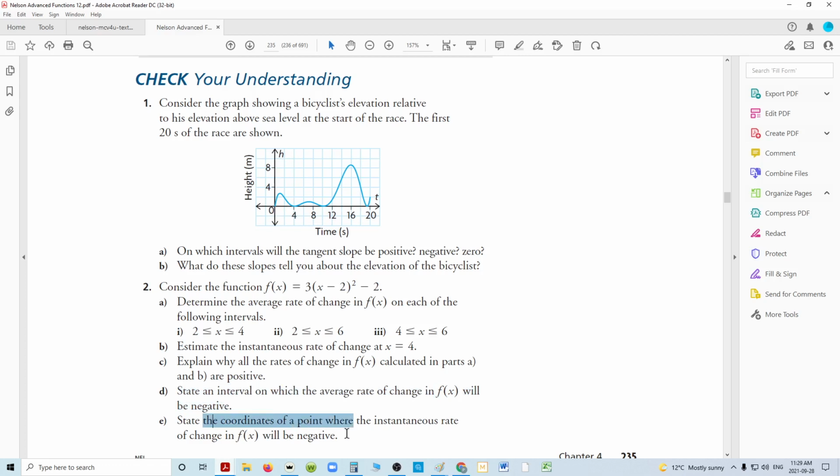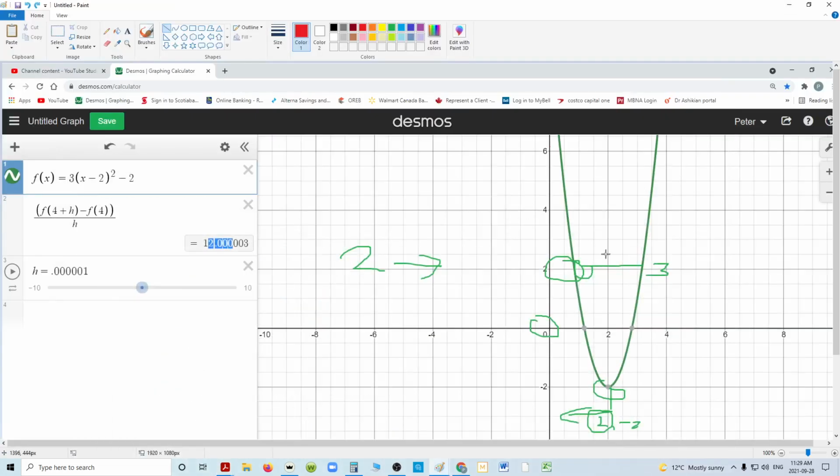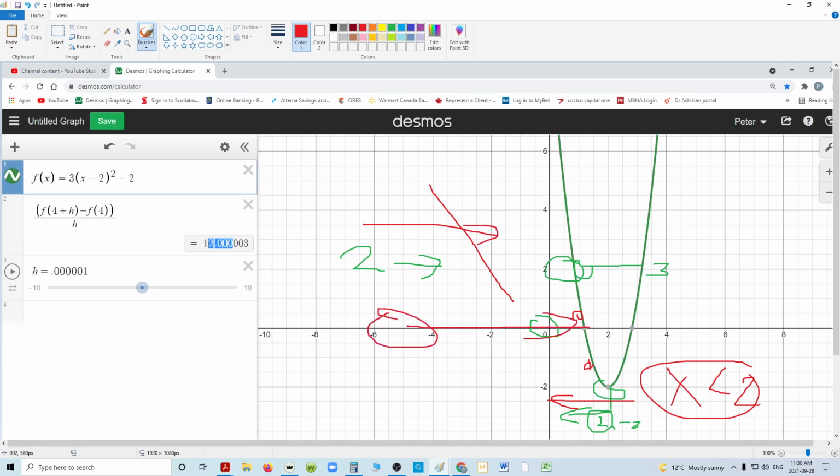State the coordinate point where the instantaneous rate of change will be negative. That would be any point on this side of the vertex, anything where x is smaller than 2. Not equal to 2, because at 2 here, the tangent line slope will be 0. But anything to the left of 2 will produce an instantaneous rate of change that is negative, because the slope is going down from the left. You always read a graph from left to right, from x left to right. Since time is marching that way, the slope is marching that way.